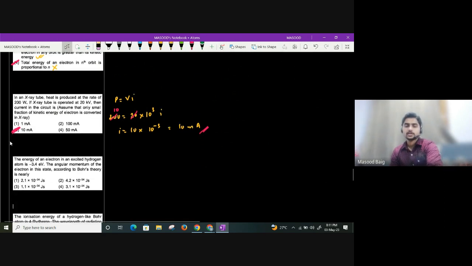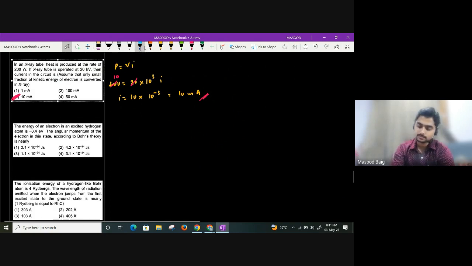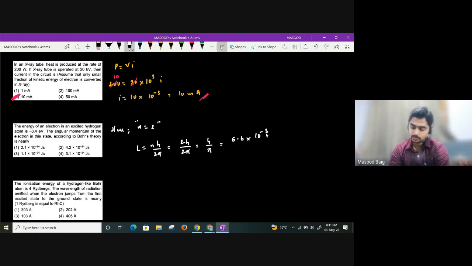The energy of an electron in an excited hydrogen atom is minus 3.4 electron volt. So in which state is it? Minus 3.4 means here n value is how much, beta? Here n value will be 2. It is in second state or first excited state. Angular momentum of the electron in this state. What is angular momentum? Again, we know it is nh divided by 2 pi. So we can write it as 2h divided by 2 pi, which turns out to be h by pi, which is 6.6 into 10 power minus 34 divided by 3.14 you can take, which will be 2.1 into 10 power minus 34 joule second, guys.